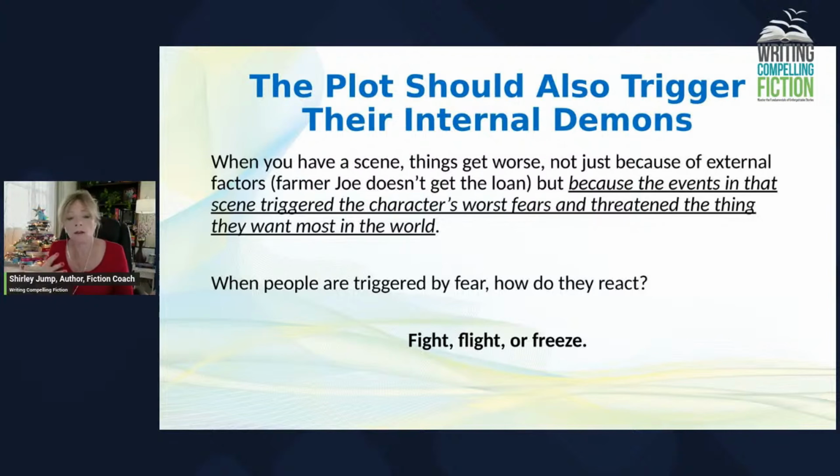People either fight, flight, or freeze. When something like that happens, what you're going to want with your character is the first one. You're going to want them to fight. They may flee, they may freeze for a minute, but they'll come back and fight because they're characters that we are rooting for. So always remember that.